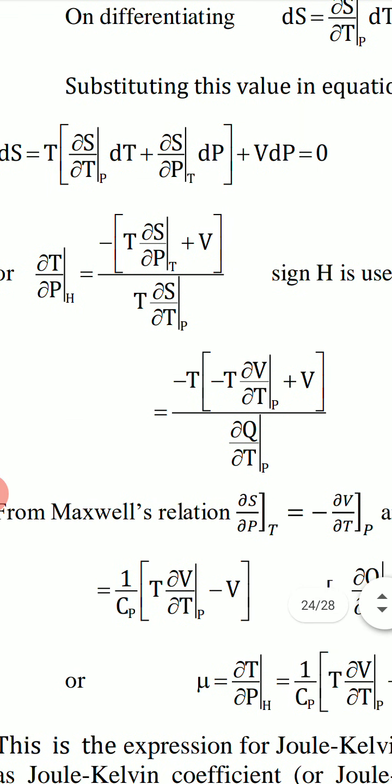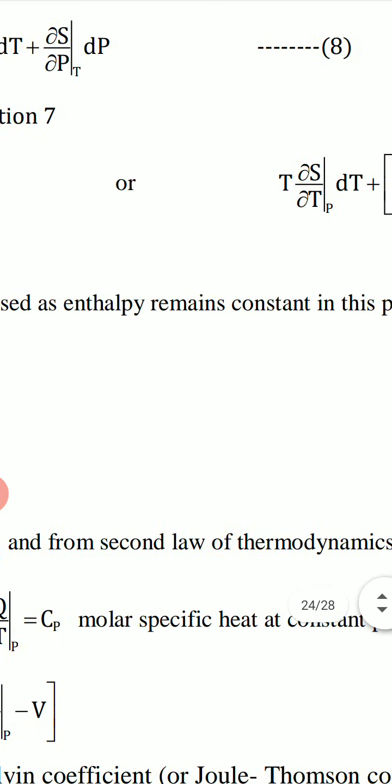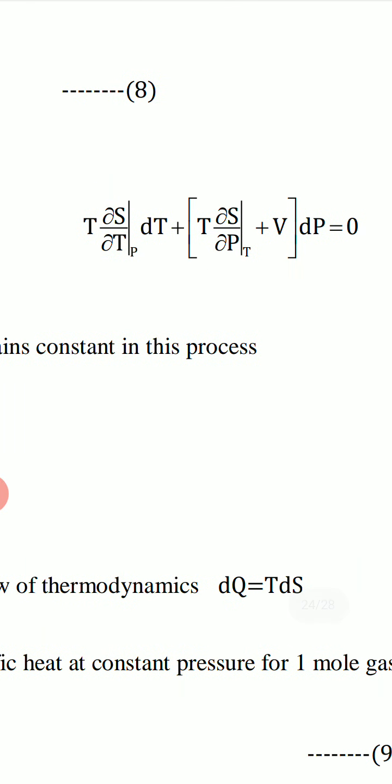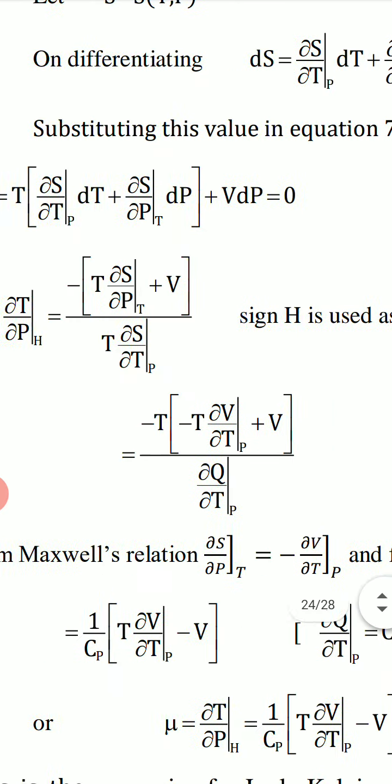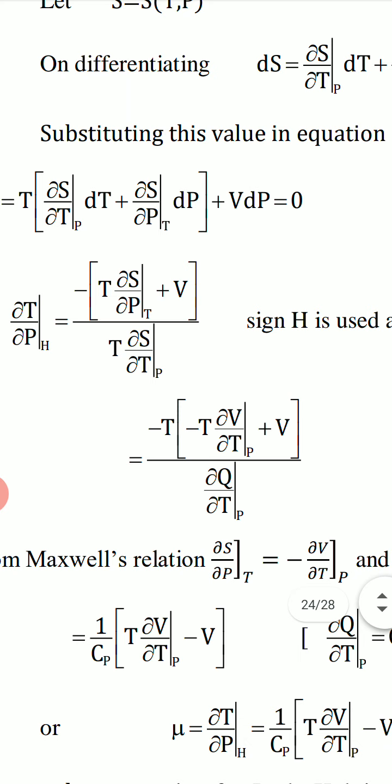Now we write ∂T/∂P. First term is of dT, second term is of dP. Take one term to right hand side and find dT/dP. So dT/dP from this equation becomes minus [T (∂S/∂P)_T plus V] divided by T (∂S/∂T)_P.